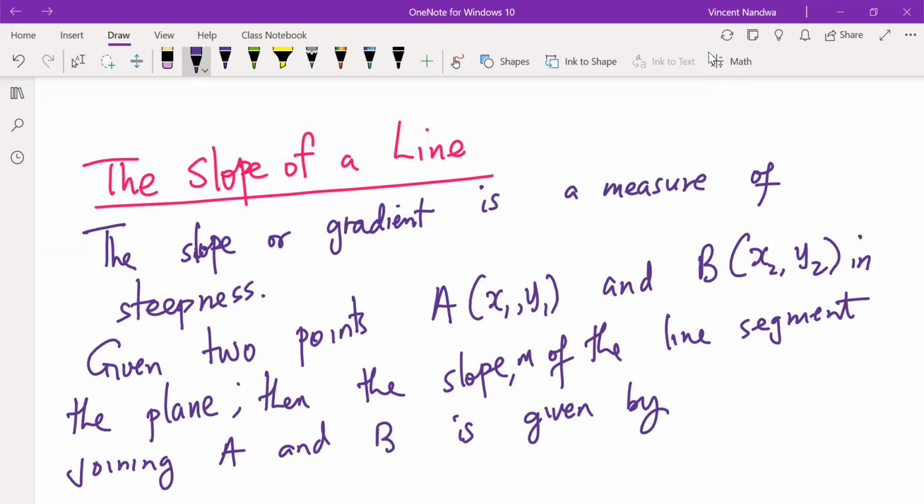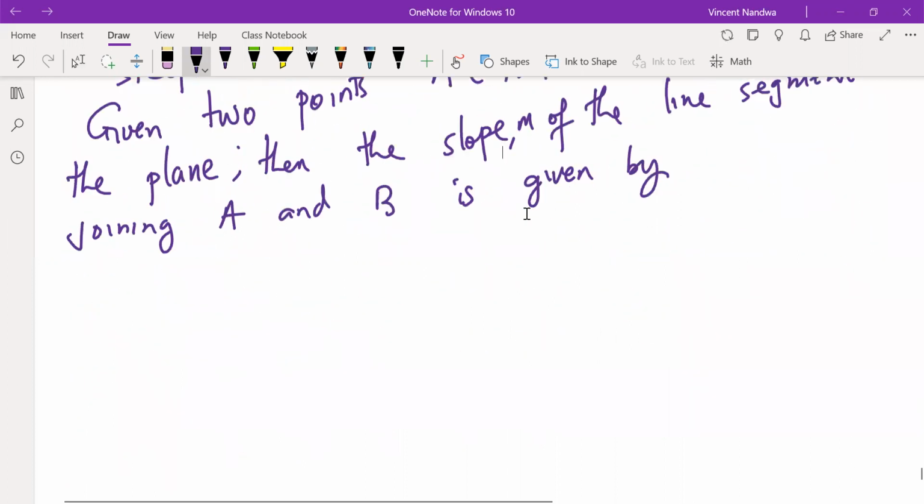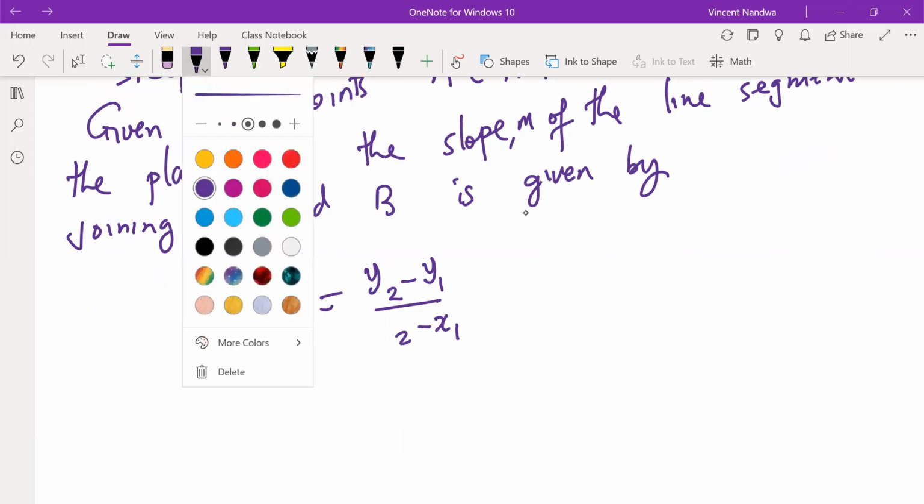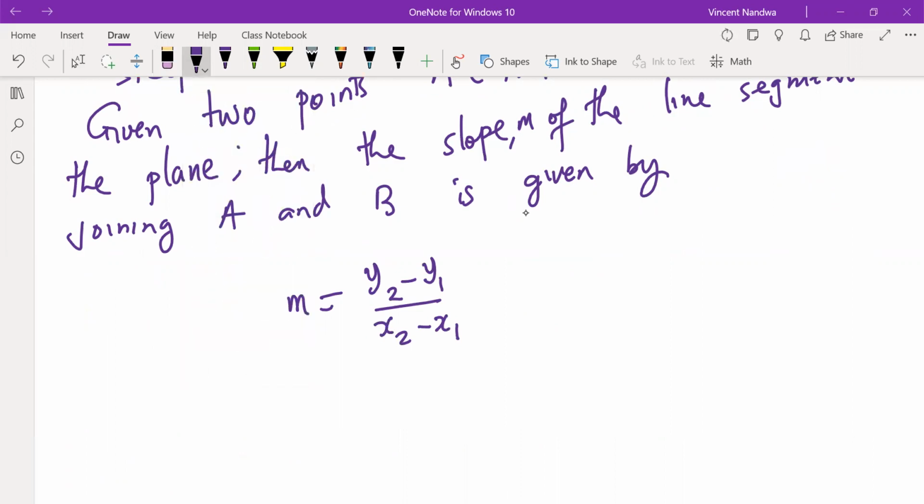the slope, let's call it M. M is given by y2 minus y1 over x2 minus x1, which is the same thing as saying y1 minus y2 over x1 minus x2.